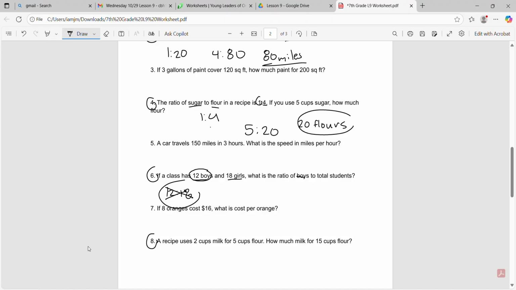To find the total students, we just have to add up the numbers of boys and girls in the classroom. So the ratio of 12 boys to 12 plus 18, which is 30, will be our answer. 12 boys to the whole class of 30 kids, total students. This will be our ratio. You can also simplify this to 4 to 10, to 2 to 5. All 3 of these answers can work.